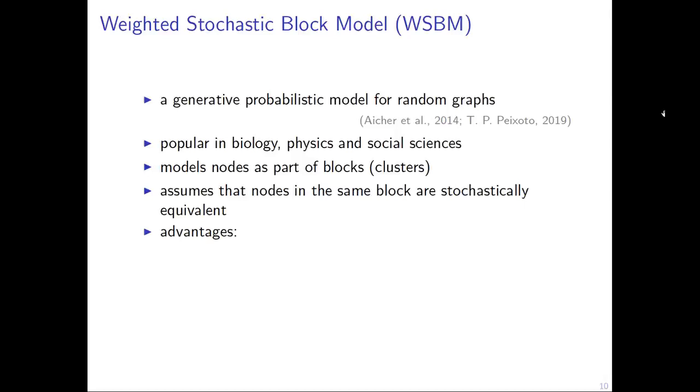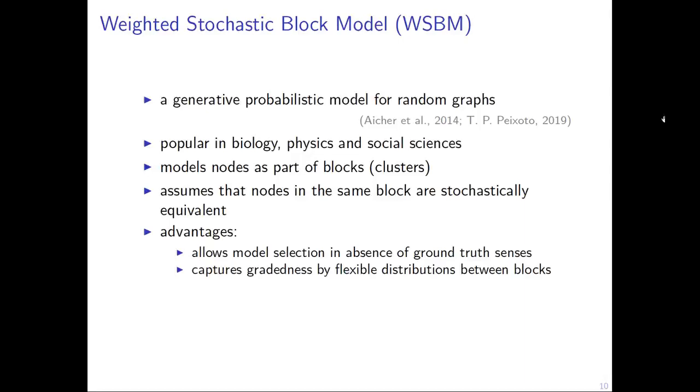What are the advantages? Why do we do that? It allows model selection, most importantly, in the absence of ground truth senses. So we saw structures above which have an unclear cluster structure. The sense structure is not clear. And we would like to infer this structure from the observed data in a principled way. This is what the weighted stochastic block model gives us.